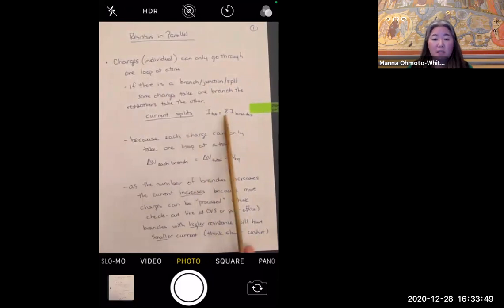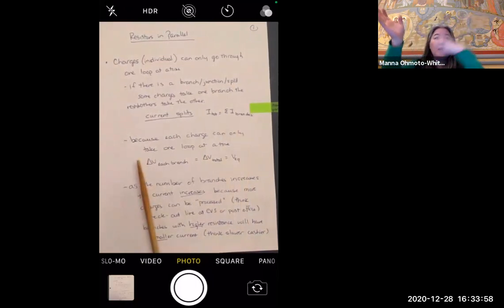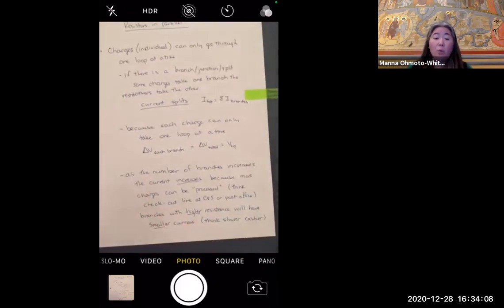So the current splits. The total current is going to be the sum of the currents of the branches, which makes sense, right? If I have a big, huge river and it branches, some of the water goes this way, some of the water goes this way, but all of the water, if it comes back together, is going to be the same as when it came from that big river. Because the charges can take only one loop at a time, the voltage drop across each branch is going to be equal to the total voltage drop, which is equal to the VEQ.